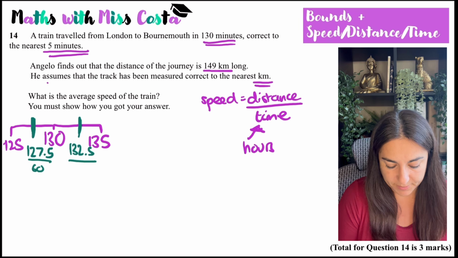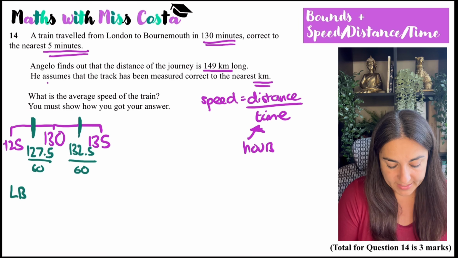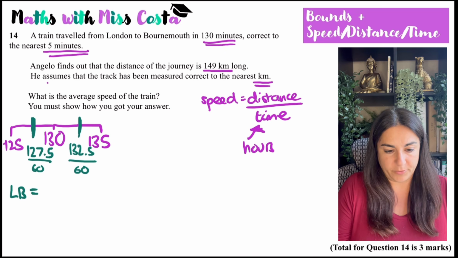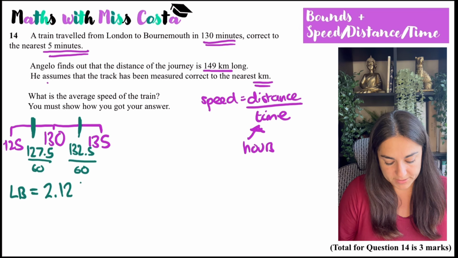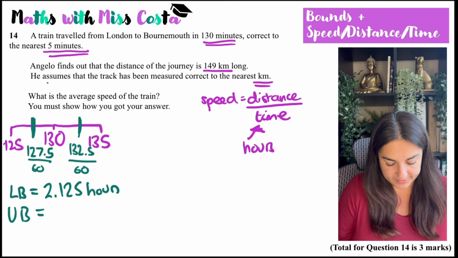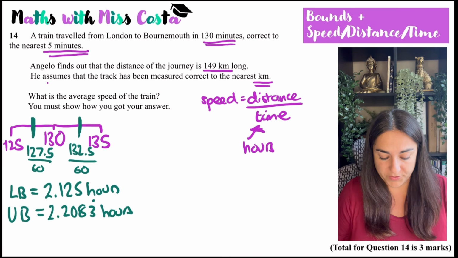Now to turn minutes into hours, I divide by 60. So I'm going to do this divided by 60, and that's going to tell me what my upper bound of time and lower bound of time is. So the lower bound is going to be 127.5 divided by 60, which is 2.125 hours. And the upper bound of time is going to be 132.5 divided by 60, which is not as nice a decimal, it's 2.2083 recurring hours. So that's my upper bound and lower bound for the time.